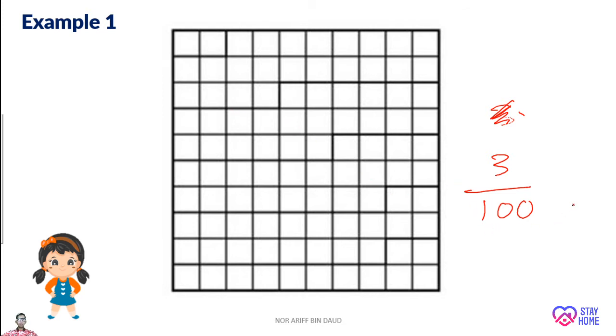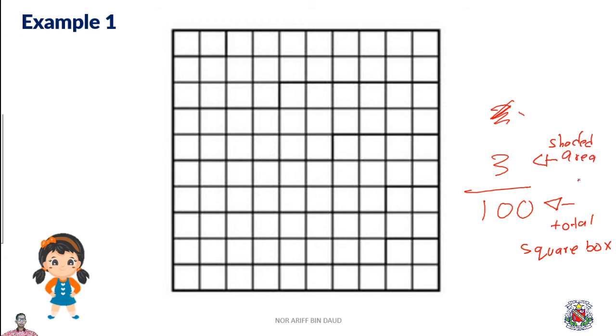So here we have 100. That means you must have 100 square boxes here. So here you already got 100, the total of square boxes. This 3 is the shaded area. So you must shade how many boxes? So 3 only. 1, 2, 3. So we are finished already. Okay, 3 only because it is 3 over hundreds.